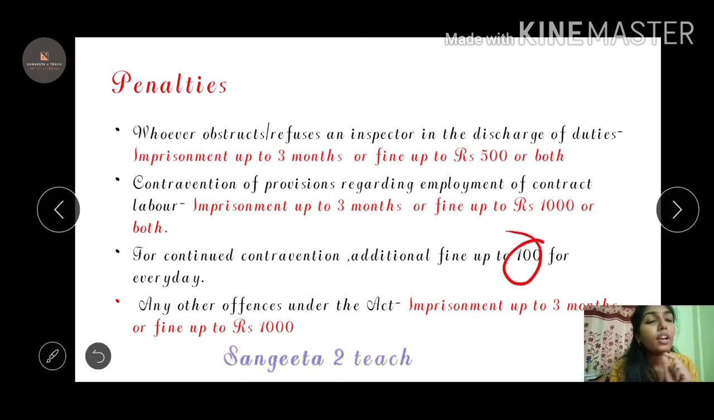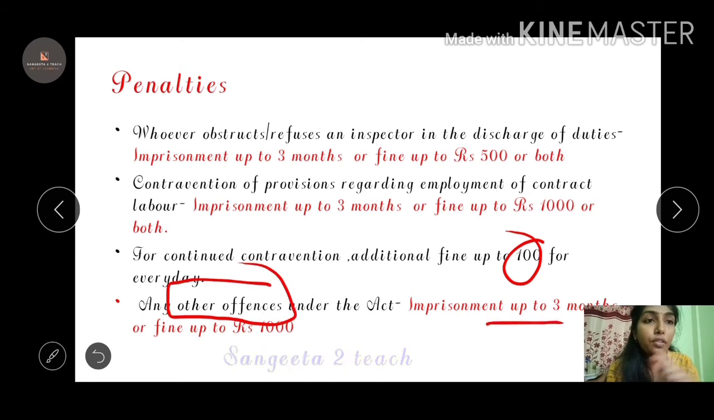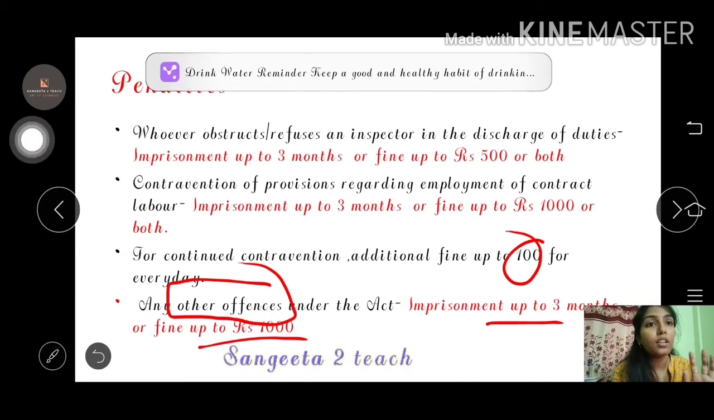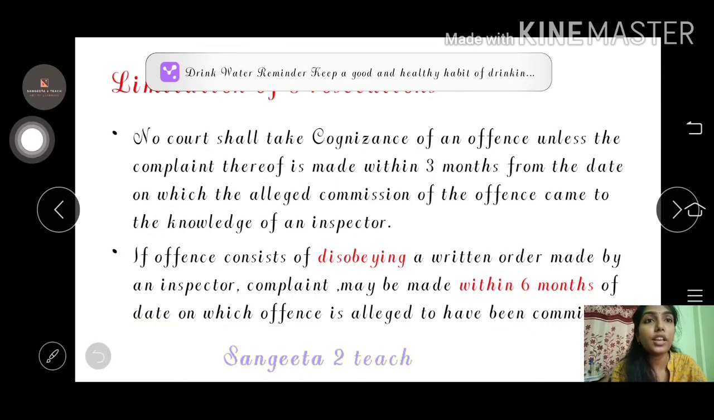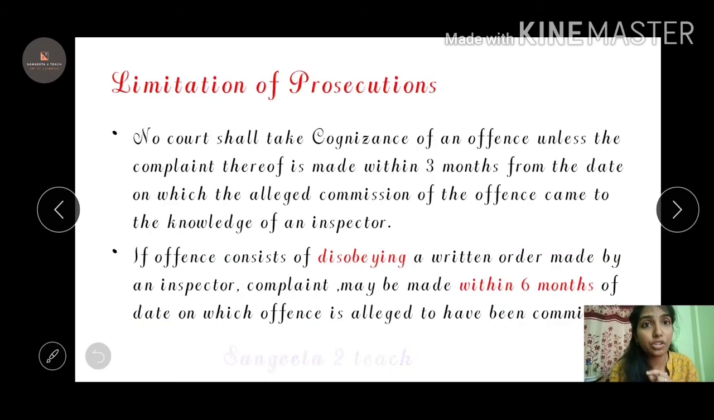Okay. Any other offense, if there is any other offense, again you have imprisonment for 3 months and a fine up to 1000 rupees. So the common thing is 3 months and 1000 rupees. Only when the inspector is refused, then you will pay 3 months and 500 or both. Okay, simple, right? Coming to the next one, limitations.